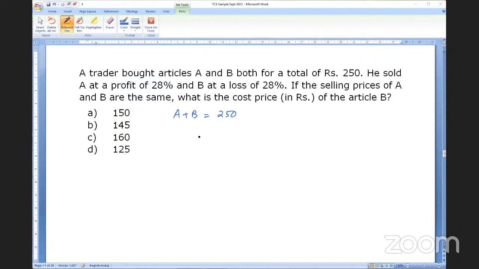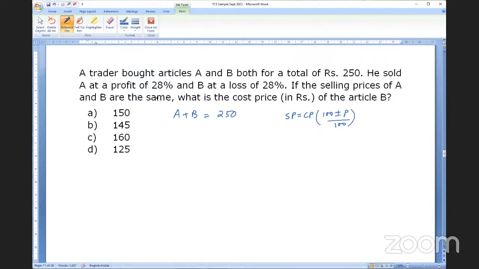He sold A at a profit of 28% and B at a loss of 28%. If the selling prices of both A and B are the same. Now we know that the selling price formula is CP into (100 plus minus P) by 100. If on profit, we'll add P. If on loss, we'll deduct P.